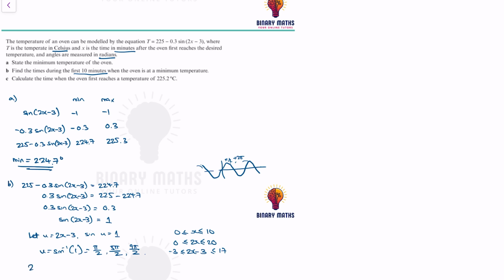So that means 2x minus 3 is equal to pi over 2, 5 pi over 2, and 9 pi over 2. So to find out x, all I need to do is add 3 to each value and divide by 2.